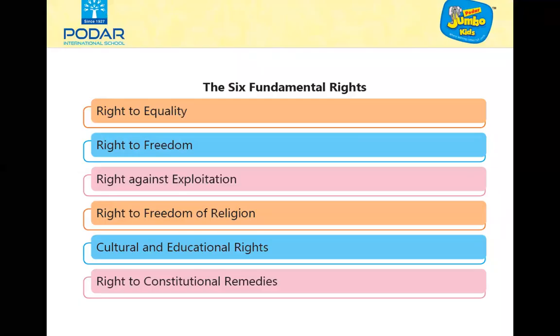The Constitution gives us six fundamental rights that every citizen of our country has the privilege to enjoy and express. Those are right to equality, right to freedom, right against exploitation, right to freedom of religion, cultural and educational rights, and right to constitutional remedies. Let us try to understand each and every fundamental right in detail.